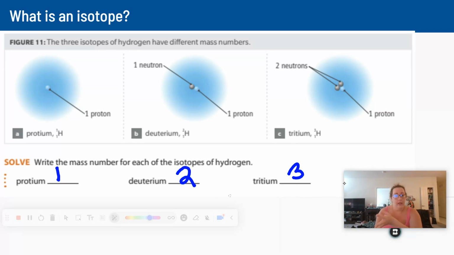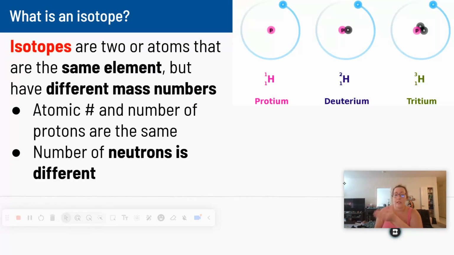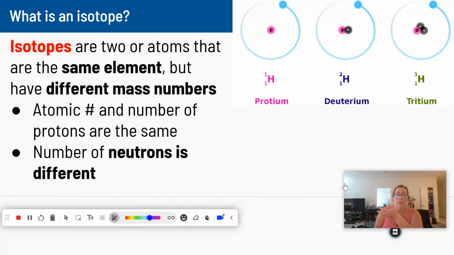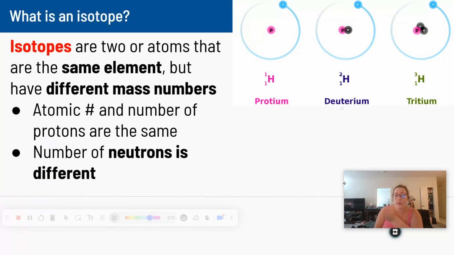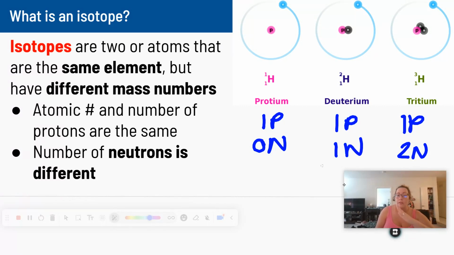So you can probably figure out right now that an isotope is 2 or more atoms that have the same element but different mass numbers. So what that means is that the atomic number, or the number of protons, are all the same. So the 3 hydrogen isotopes are right here again. They all have 1 proton, but their mass is different. And their mass is different because they have a different number of neutrons. So the first one has 0 neutrons, the second one has 1 neutron, and then the last one has 2 neutrons. And that is what makes it an isotope. So same element, different mass number.